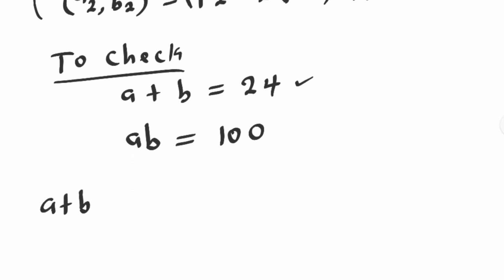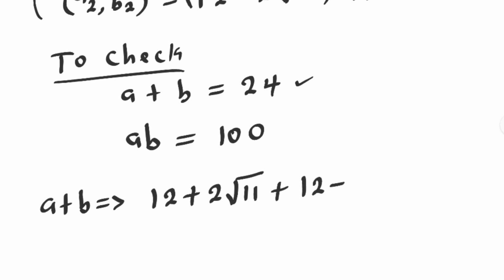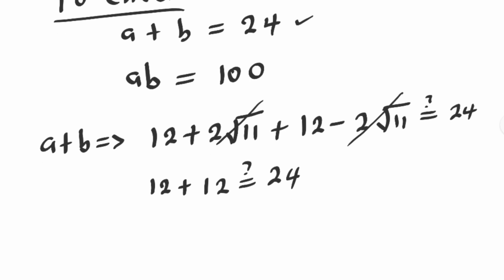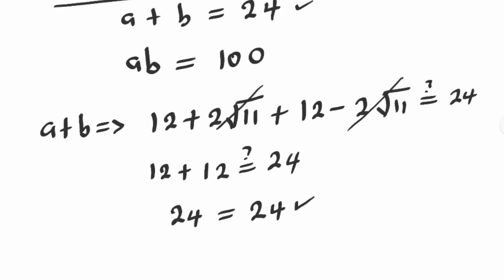A plus B, this can be written as 12 plus 2 root 11 plus 12 minus 2 root 11 must be equal to 24. This cancel this. 12 plus 12 must be equal to 24. And of course, 12 plus 12, this is 24, is equal to 24, which is true.